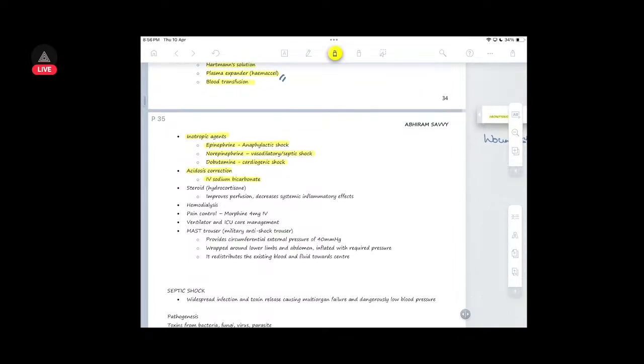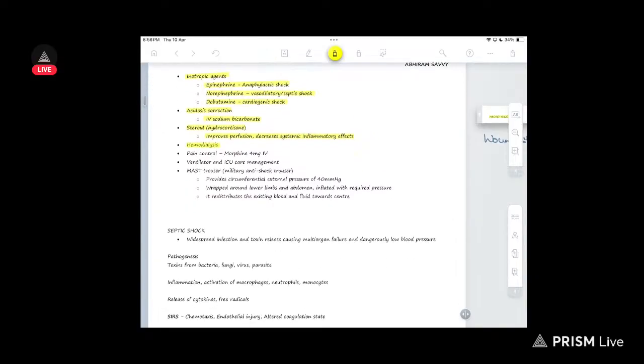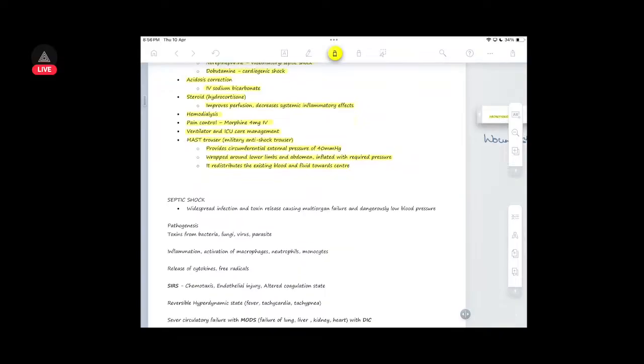Acidosis correction: you have IV sodium bicarbonate. Steroid hydrocortisone improves perfusion and decreases systemic inflammatory effects. Then you have hemodialysis, pain control with morphine 4 mg IV, ventilator and ICU care management, and MAST, the military anti-shock trousers, which provide circumferential external pressure of 40 mmHg wrapped around the lower limbs and abdomen, inflated with required pressure, redistributing blood and fluid towards the center.